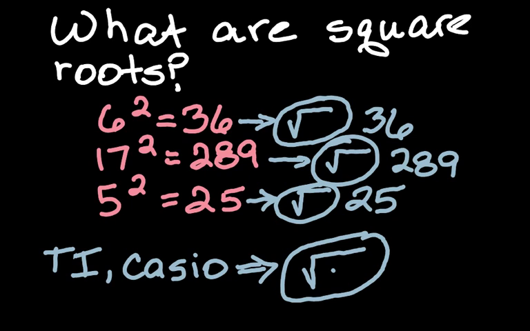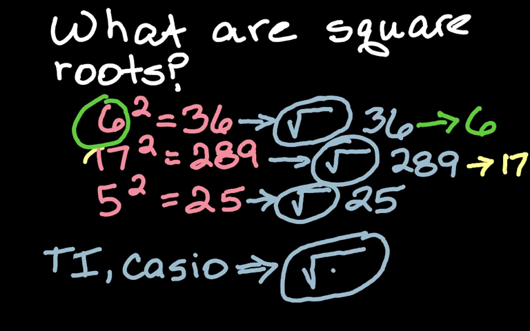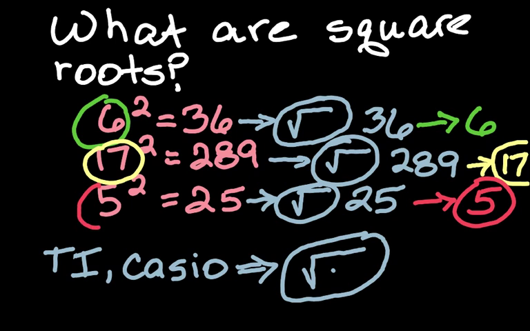Now here's the deal though. The square root of 36 is 6. The square root of 289 is 17. And the square root, hopefully you got it, the square root of 25 is 5. So this is the one that you copy down.